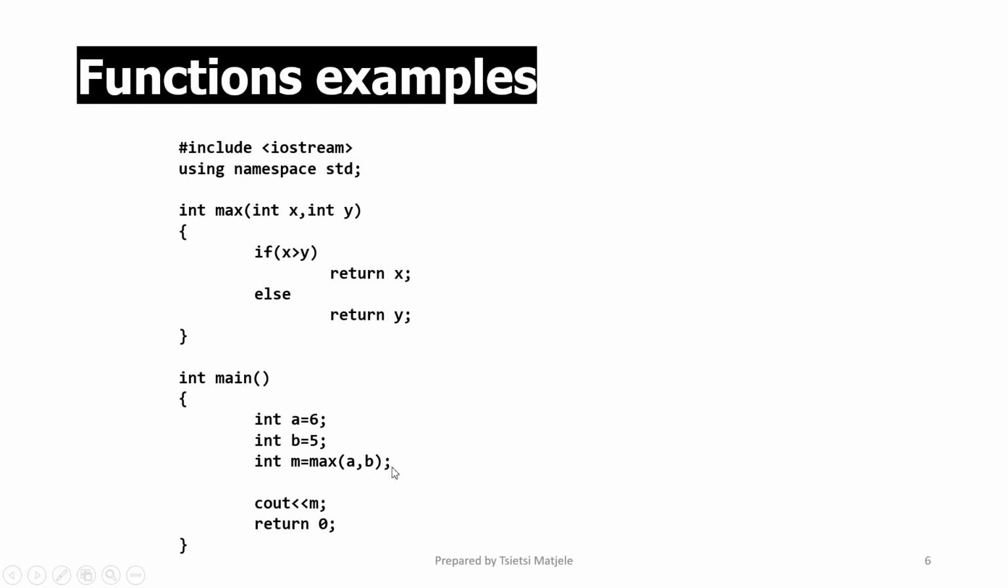So we call this function here. Then we cout m, which is our variable that holds the value of our max function. Then we return 0. So the output here is going to be, because a is greater than b, 6 is greater than 5, this program will definitely output 6. That's how it works.